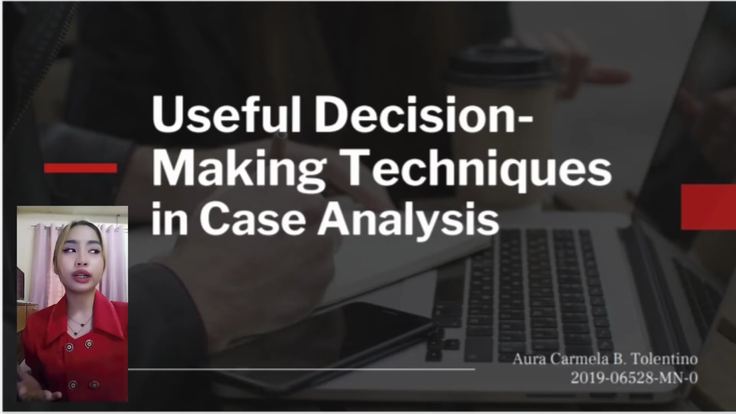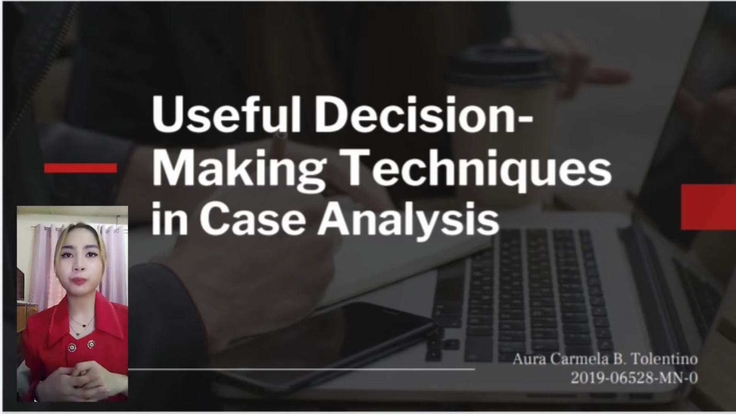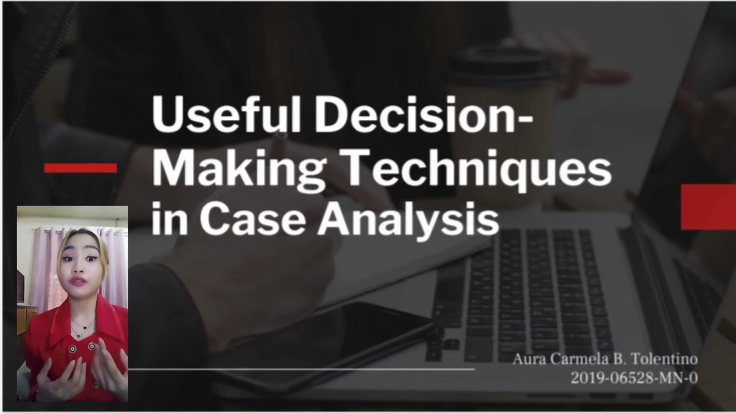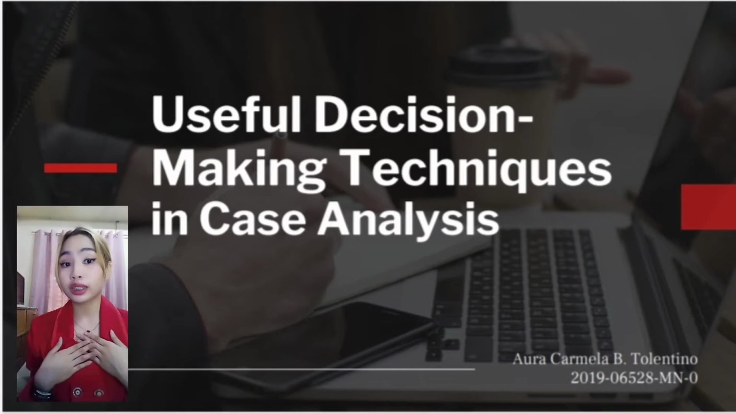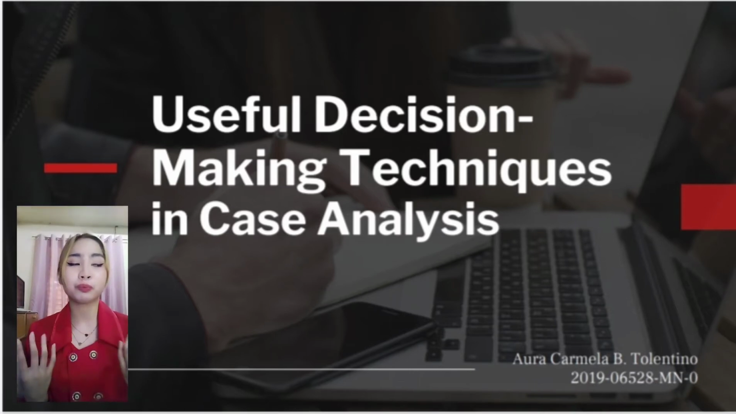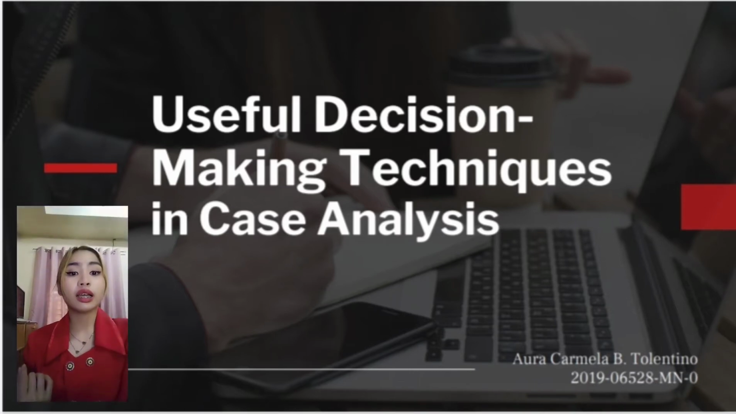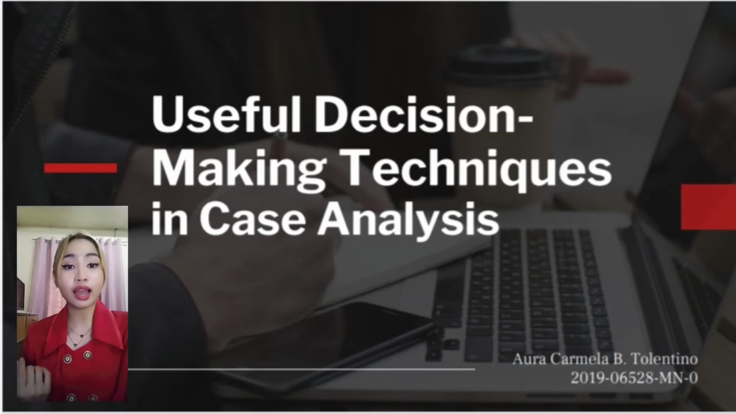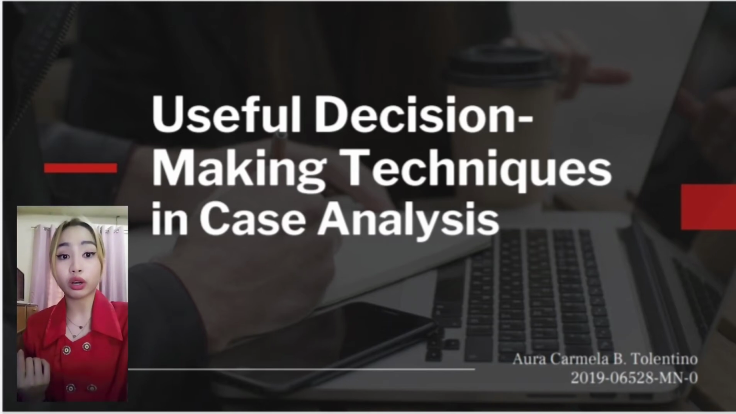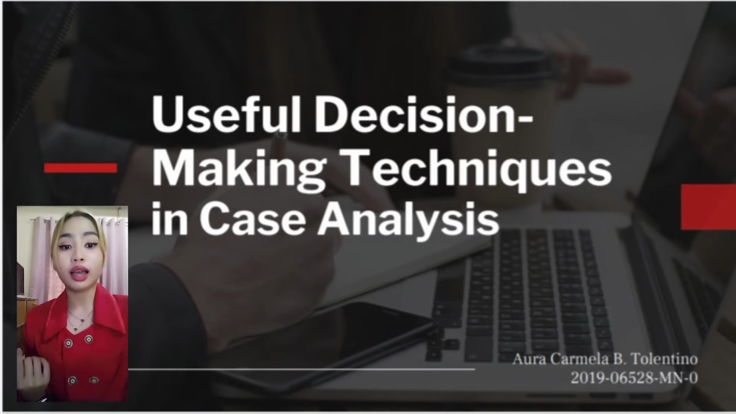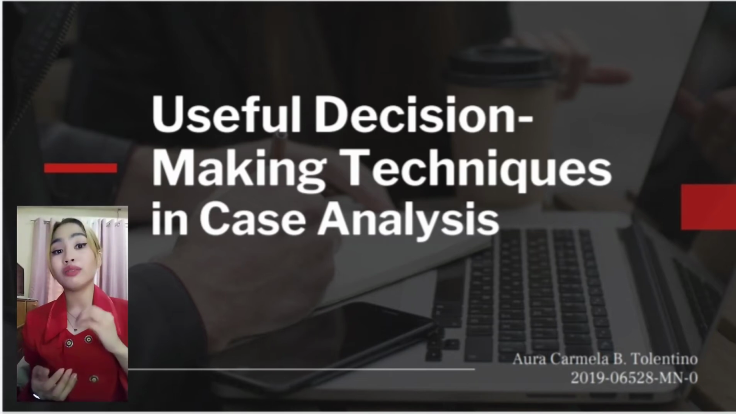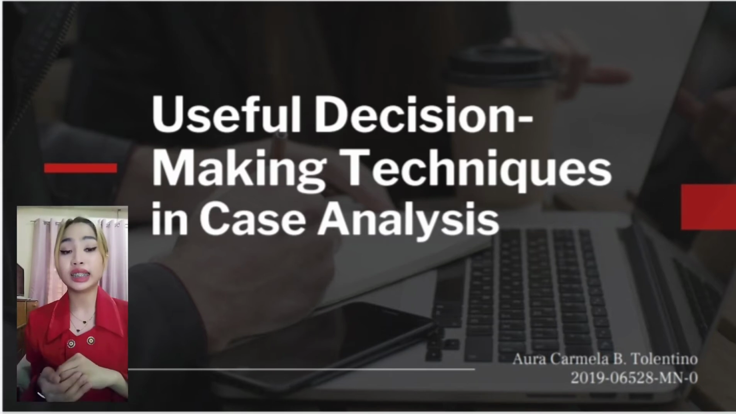So, of course, as an introduction, why do we need to be a good decision maker? Well, a good or sound decision making is necessary for living life productively and efficiently. For us, HR practitioners, of course, we need to consider the organization in everything that we are doing. Every decision that we make will, of course, affect the organization directly.